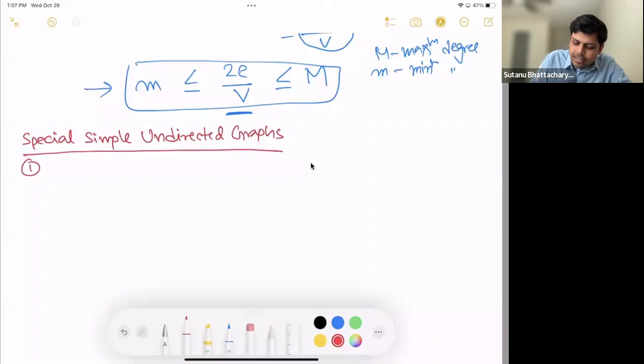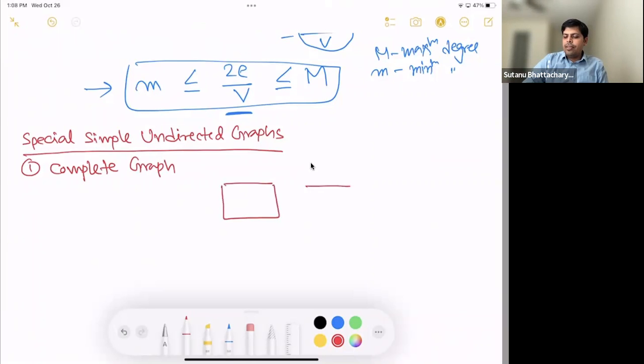Number one, very important, is the complete graph. So what is a complete graph? It is very important actually. Tell me what is the difference between these two graphs. Suppose this graph is G, this graph is H. What is the difference between these two graphs?